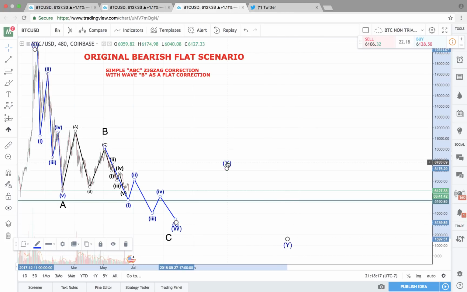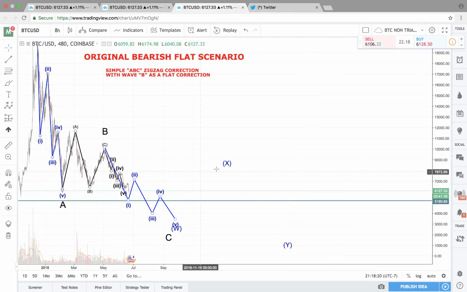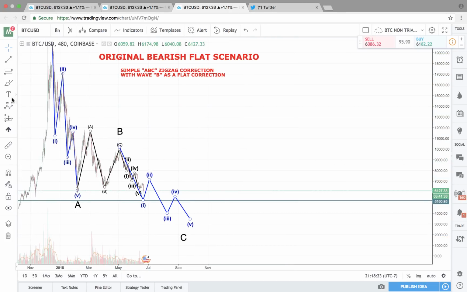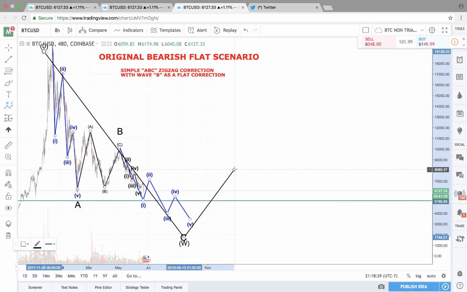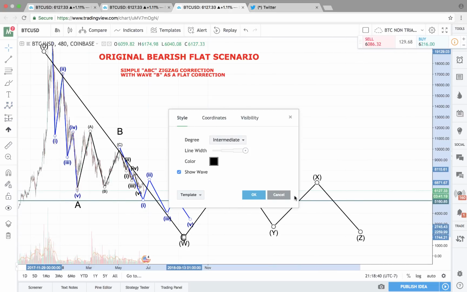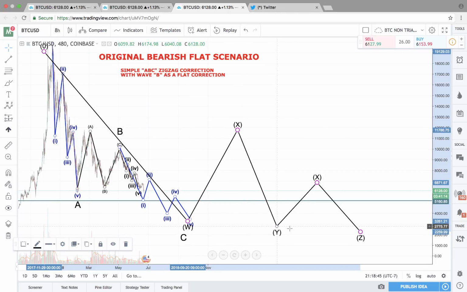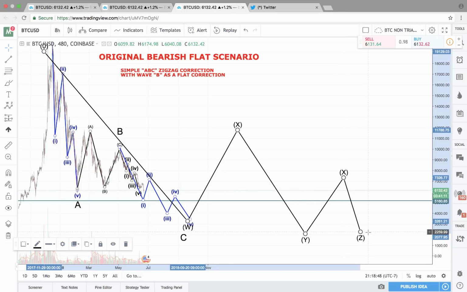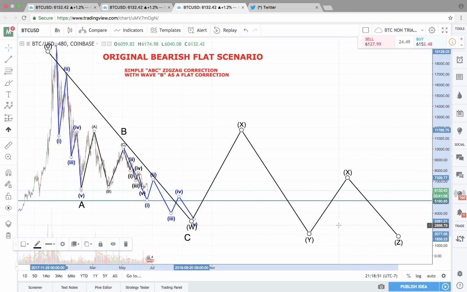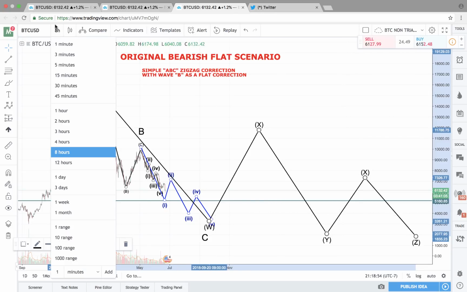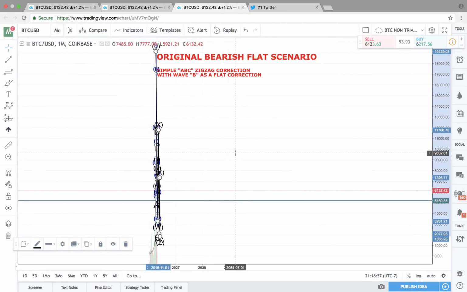So we get a W, we'd get another ABC, sorry, let me correct this real quick. Let's make this a WXYZ even. So this would be our W, we'd get an X wave to the 38 to 68% of this giant ABC down here. Then we'd get another Y wave. Let me change this here. So W, this would be our X maybe. We'd get a Y, then we'd get another X, and then we get a Z wave to bring us to our absolute bottom.